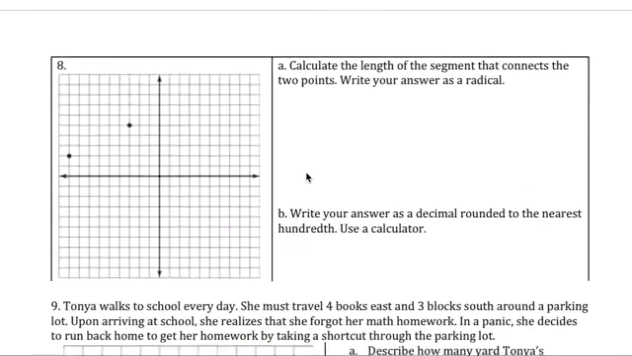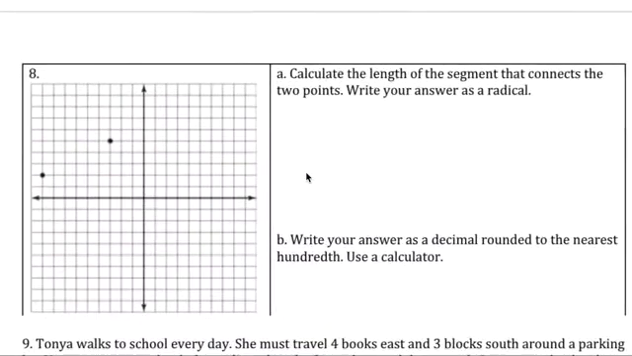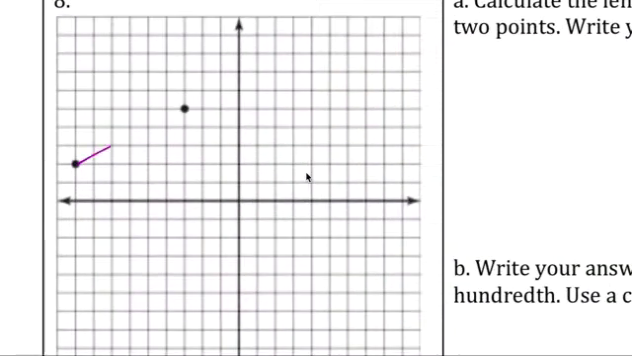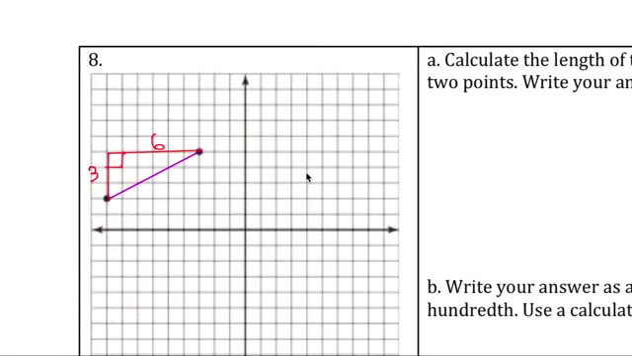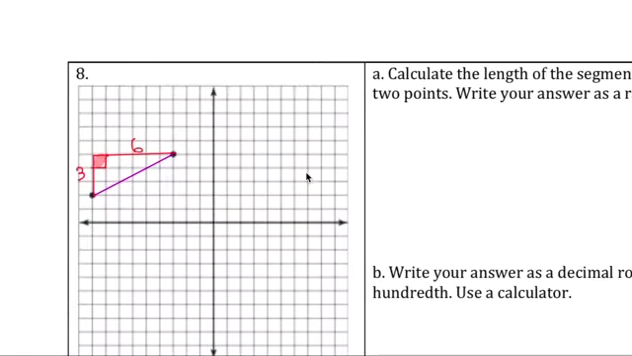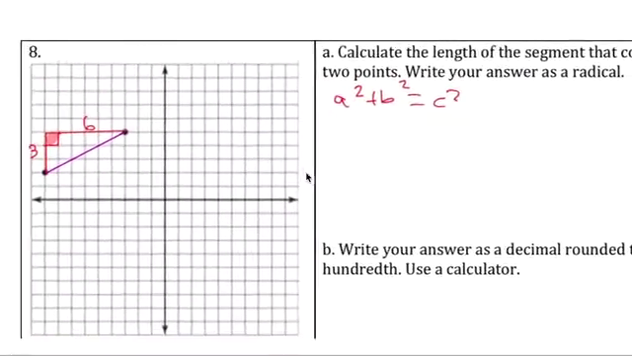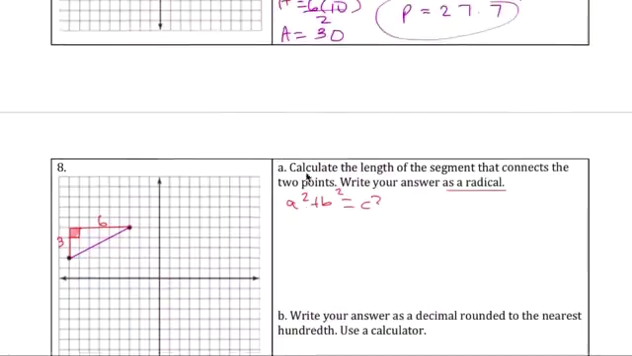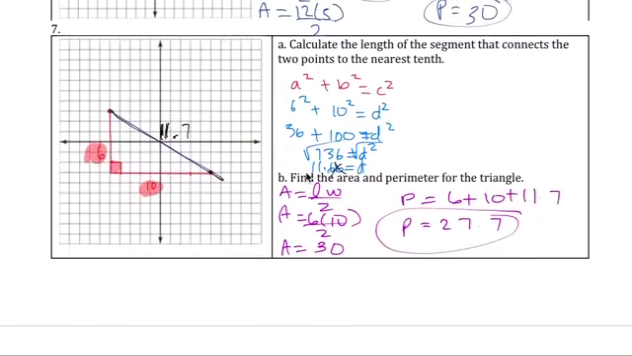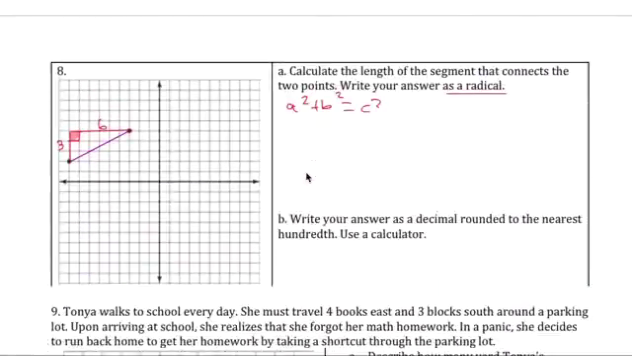Okay. Calculate the line segment that connects the 2 dots. Okay, again, the 2 dots, this is going up. Up how many over how many? Okay, up 3 over 6. Okay, and then here's the 90 degree angle. So we do A squared plus B squared equals C squared. Write your answer as a radical, not to the nearest tenth. Now on your test, I may.